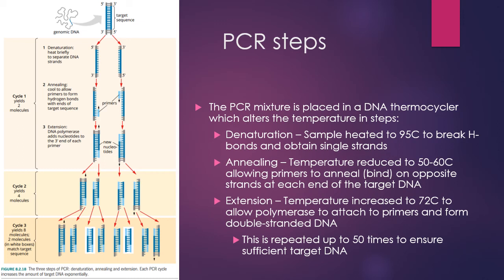Next cycle, heats, cools. Okay, so you can see the denaturing happens at 95 degrees and breaks the hydrogen bonds. For the annealing, the temperature is reduced to 50 to 60, and then for extending, it's increased to 72, which is optimal for the polymerase to bind and move along and add its bases. So that's repeated up to 50 times to ensure there's sufficient target DNA, and scientists will do that to make sure they have a whole stack of that DNA so that they don't have to go and do the recombinant DNA again.